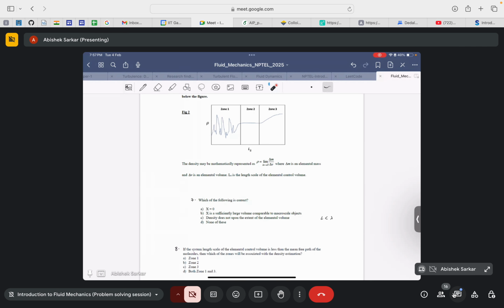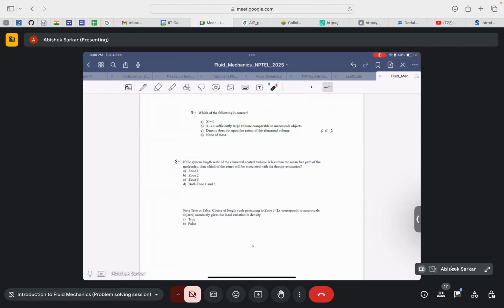Okay, so that's fine. Since we are out of time, let me just state the answer. It is false. If the length scale with respect to which you're defining the volume for defining the density is too large, then it will not be able to take into account local variation of density, or any other parameter. So that's why you cannot choose the elemental volume to be as large as the characteristic length scale of your flow field. It should be close to the mean free path length.